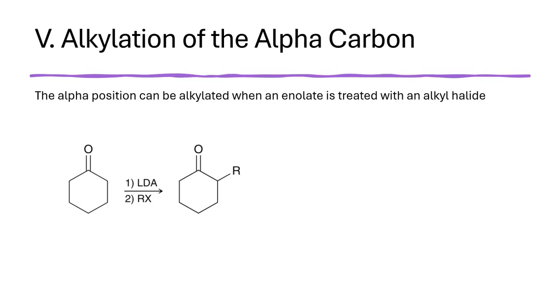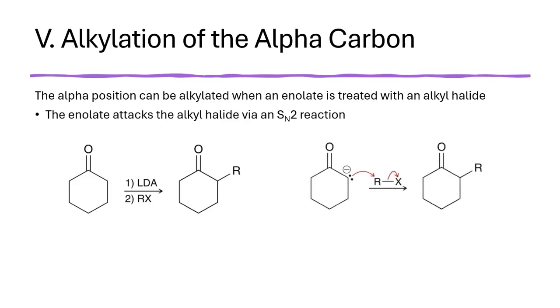5. Alkylation of the alpha carbon. The alpha position can be alkylated when an enolate is treated with an alkyl halide. In the first step, in this example, a ketone is reacted with a strong base, LDA, followed by reaction with an alkyl halide. The enolate attacks the alkyl halide via an SN2 reaction. As an SN2 reaction, the enolate is the nucleophile and attacks the electrophile, the alpha carbon of the alkyl halide.